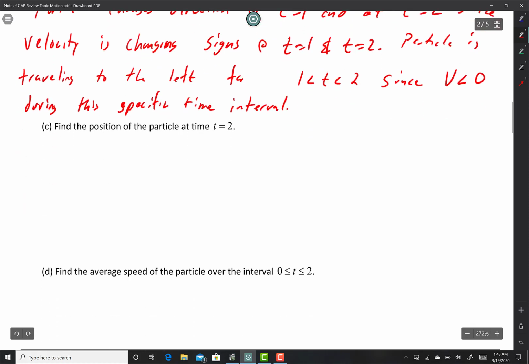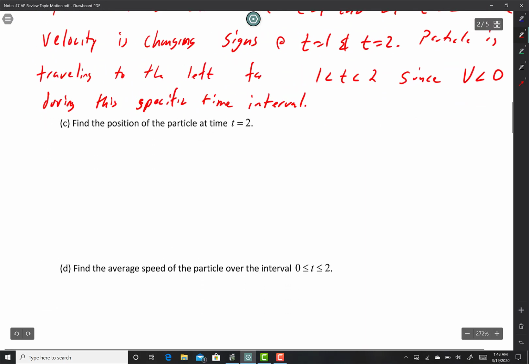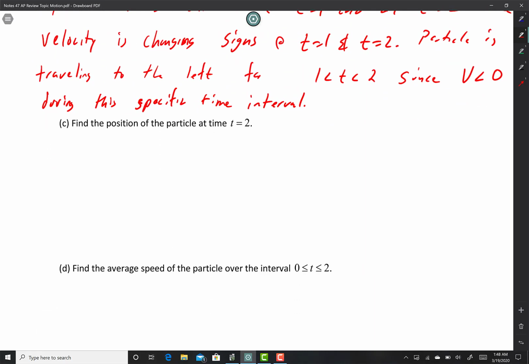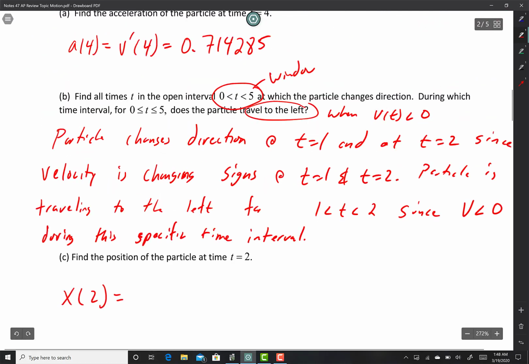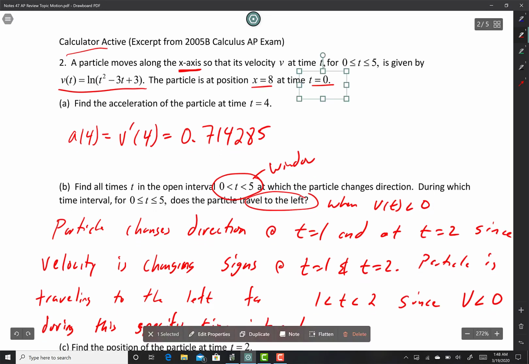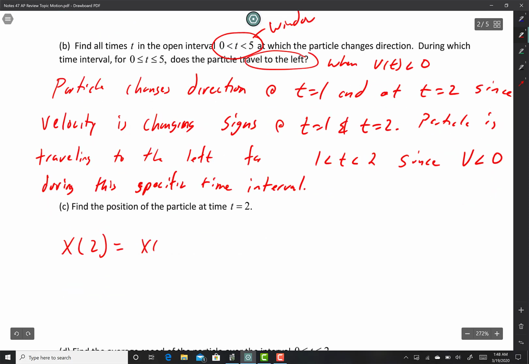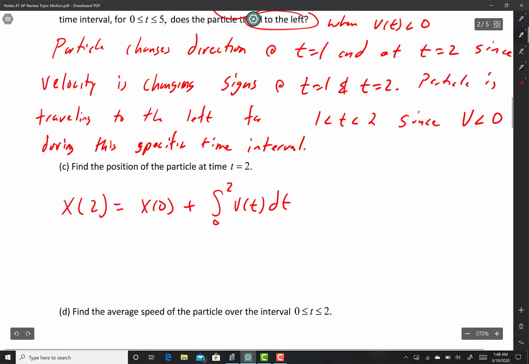Now let's go to letter C. It says find the position of the particle at t equals 2. That is, again, just like the last one. We need to know our initial position. So my position at 2, so x of 2, is nothing more than the position that they gave us. Now they gave us position at 8 at 0. So that's what I'm going to write. I'm going to write my position at 0 plus the displacement from 0 to 2 of velocity. So here we go.